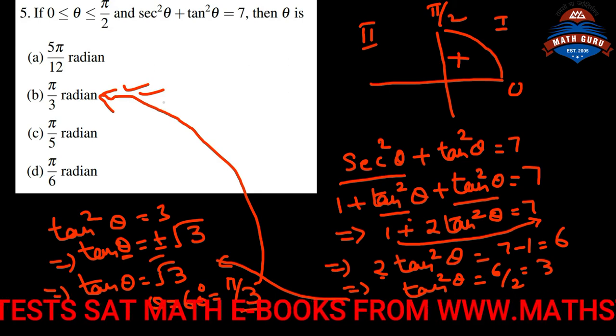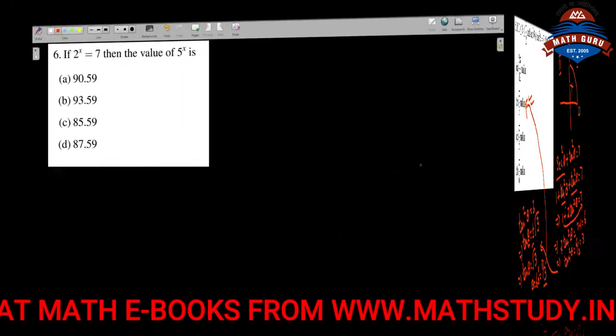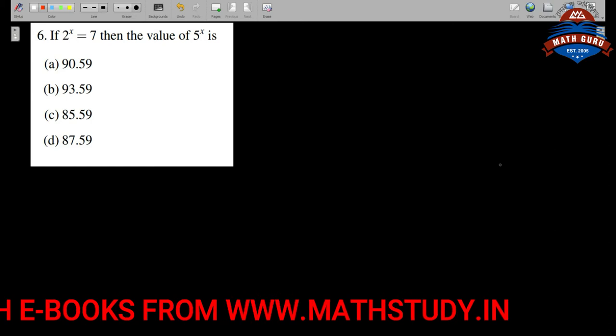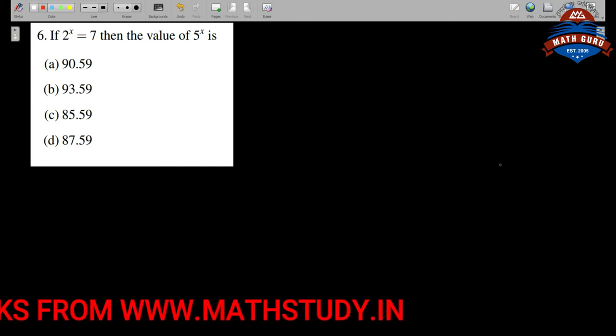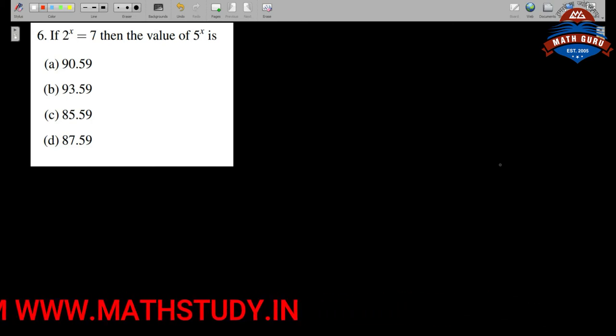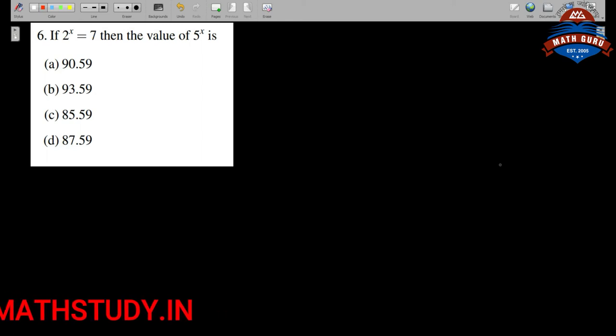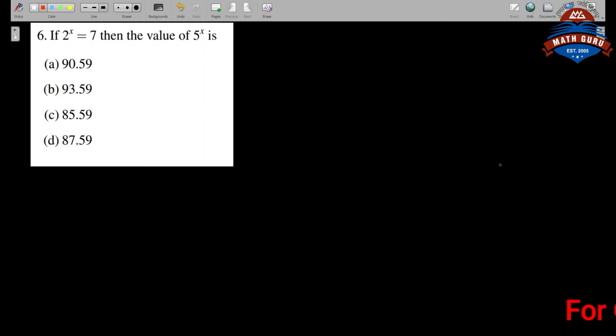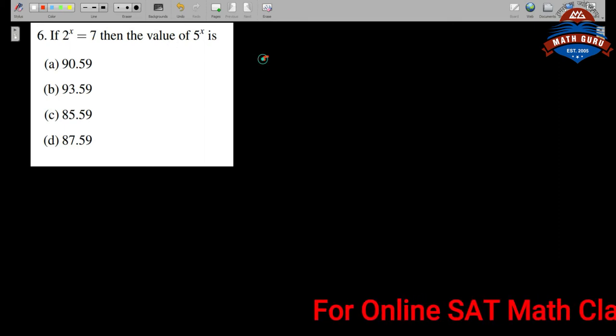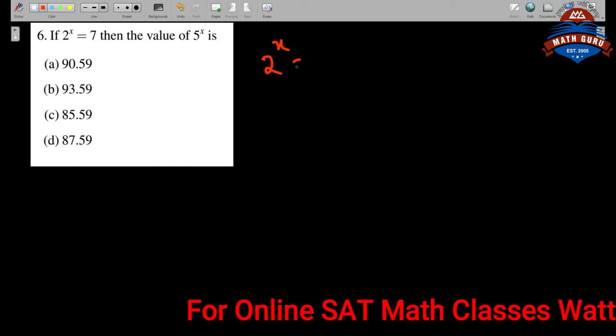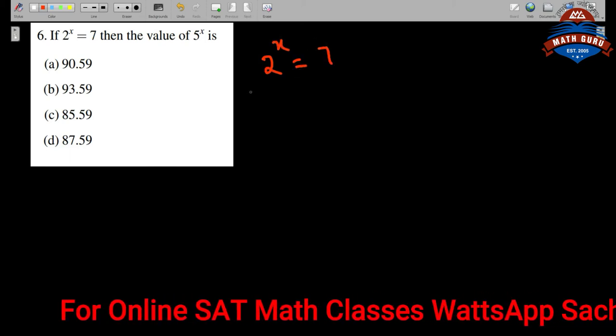So let's move towards our question number 6. Students, this is our question number 6, and here we are given 2 raised to the power x equals 7. Then we have to find the value of 5 raised to the power x. In such a question we have to apply the property of logarithm, right? So just write 2 raised to the power x equals 7.